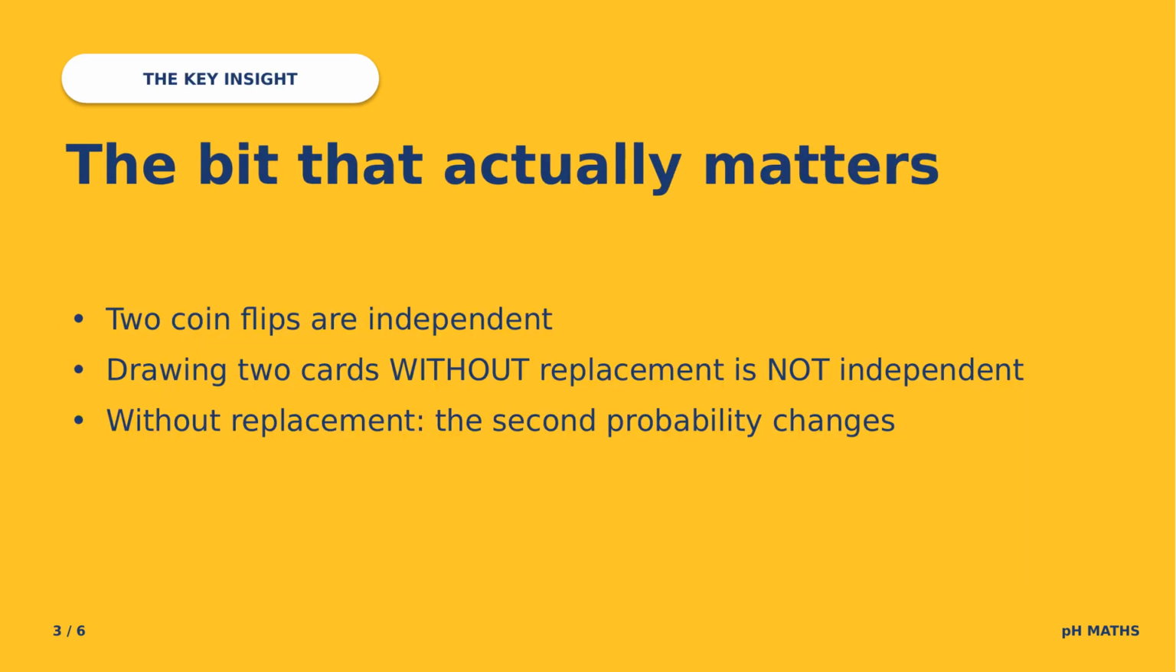Key insight: two coin flips are independent. The second flip doesn't care what the first did, so the probability of heads then heads equals a half times a half equals a quarter. But drawing two cards without replacement is not independent, because once you've taken a card, the deck is smaller and the second probability has changed. Without replacement breaks the independence.